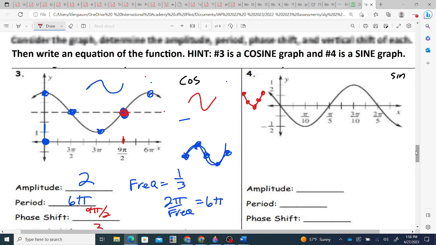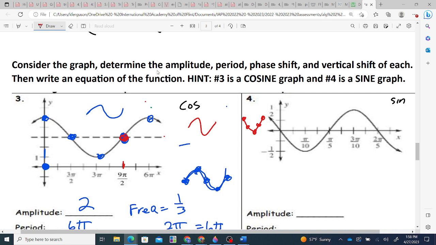Okay. First, we're going to go right here. Consider the graph. Determine the amplitude, period, phase shift, and vertical shift of each. Then write an equation for the function. Hint: 3 is a cosine graph, 4 is a sine graph. But as I was telling you earlier, the graphs can be either sine or cosine. It just means your equation has to change some.